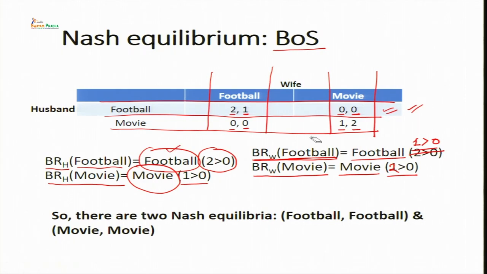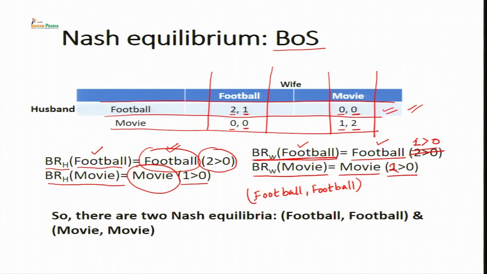So, basically we can see the best response correspondence. When the wife is choosing football, the best response for the husband is also football. Similarly, when the husband is choosing football, the wife is also choosing football as a best response. So clearly football is an outcome where best responses converge. So, this is one Nash equilibrium.